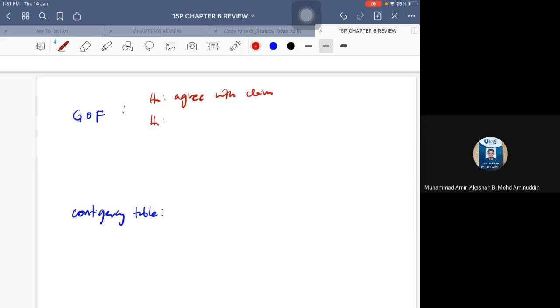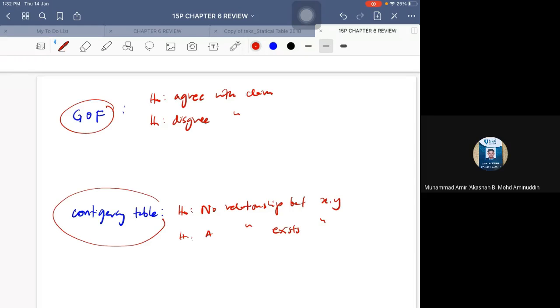The null is going to be agree with the claim. The alternative will be disagree with the claim. But for the contingency table, the null hypothesis is no relationship between x and y, and the alternative is a relationship exists between x and y. So this is always the case. For goodness of fit and contingency table, of course the hypotheses will be different. Goodness of fit, you agree with the claim for now. Contingency table, it is always no relationship between x and y.